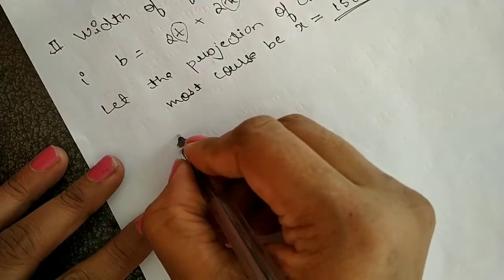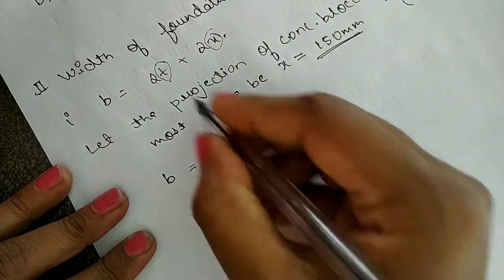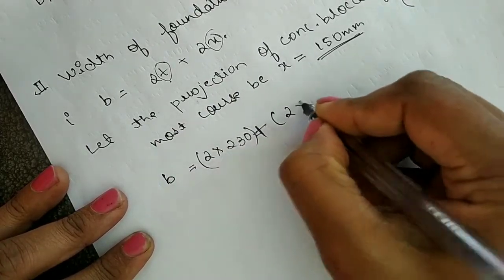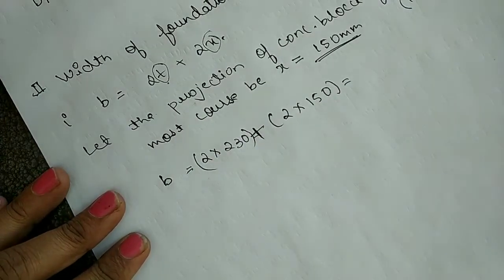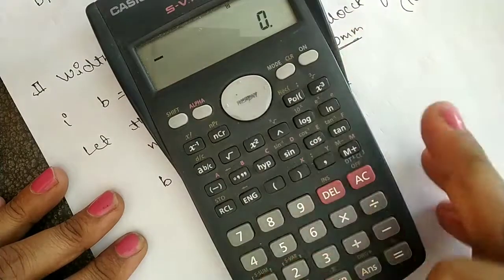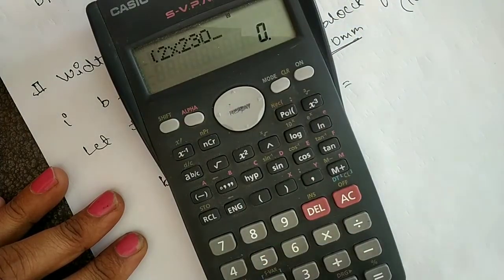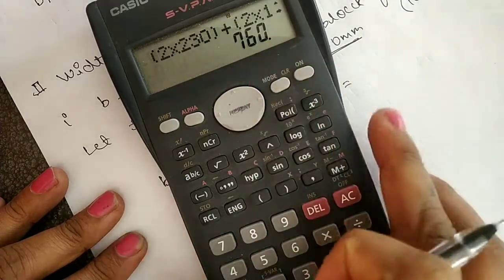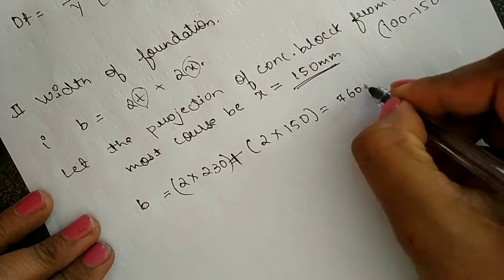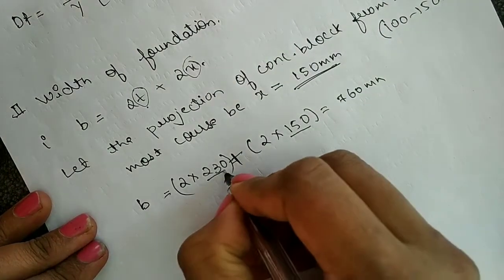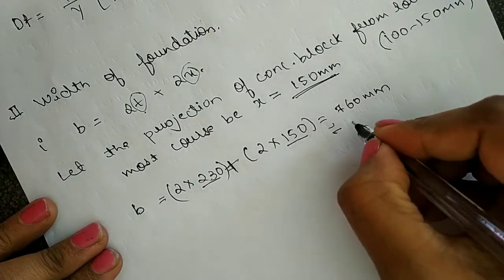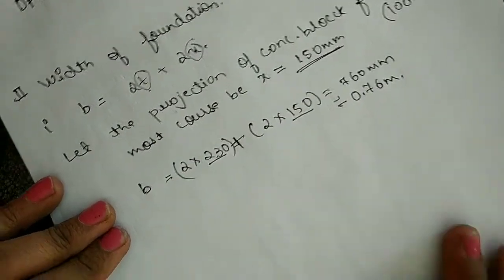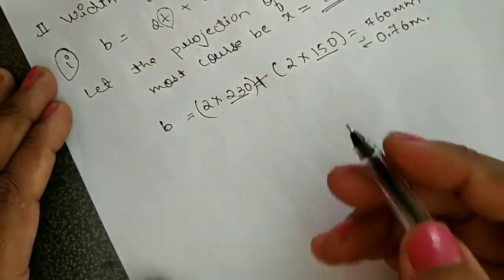Then the formula is B equal to 2 into t, which is 230 as given in the problem, plus 2 into 150. Solving it in the calculator, 2 into 230 plus 2 into 150, the answer is 760. It is in mm, because we have inserted the values in mm. So in meter you can write it as 0.76 meter. Now this was according to the first formula.